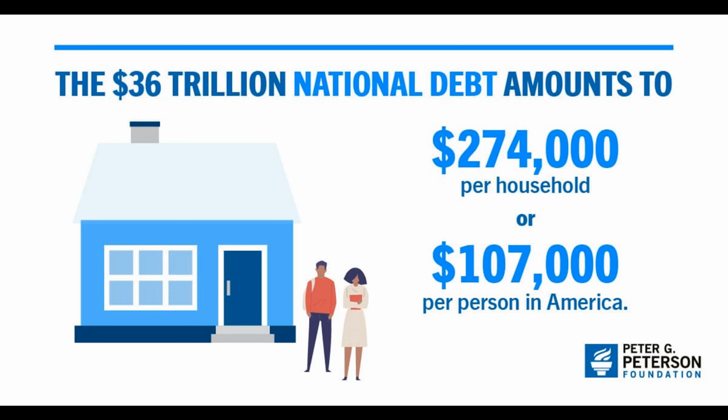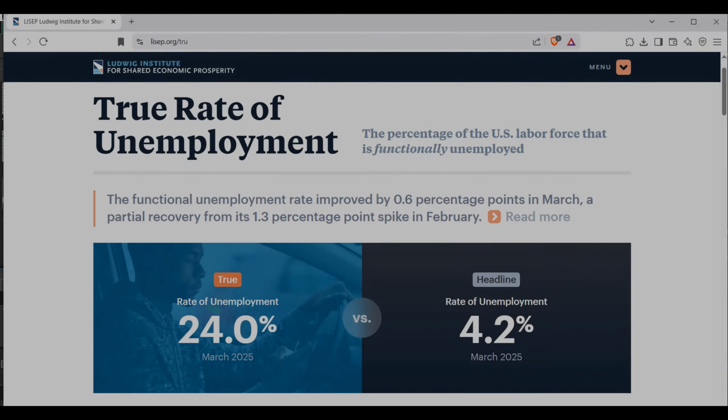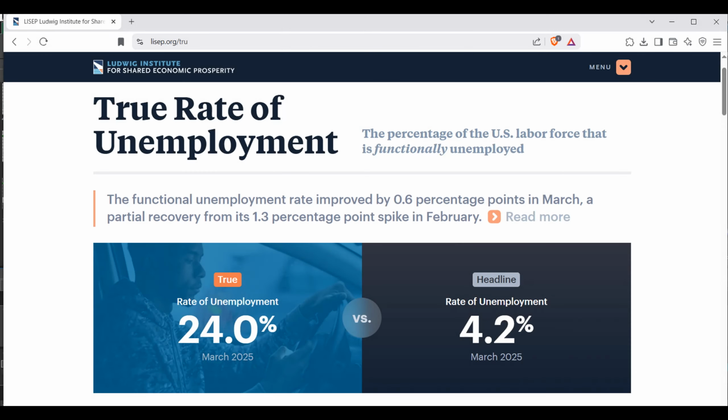Now, the second mandate of the Federal Reserve was to maintain maximum employment. But unfortunately, the Fed has failed at this completely as well. At the time of this video, the Federal Reserve states that unemployment in America is sitting at about 4.2%. Unfortunately, the Fed uses a lot of smoke and mirrors to get to that 4.2%.